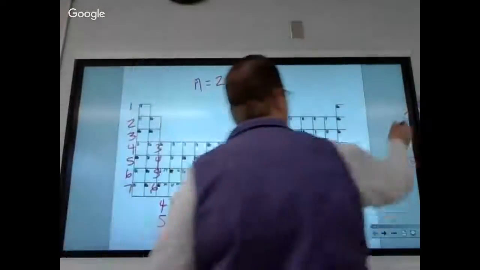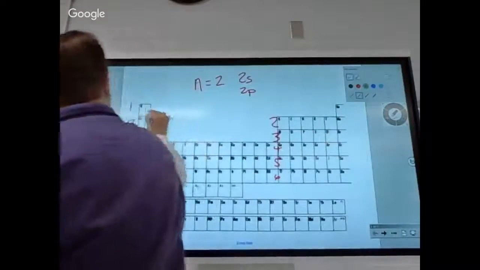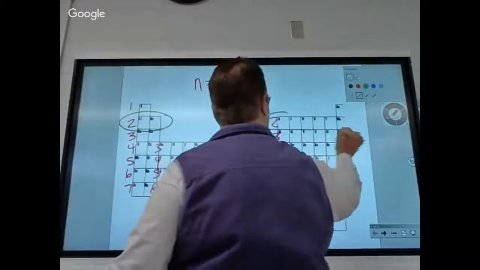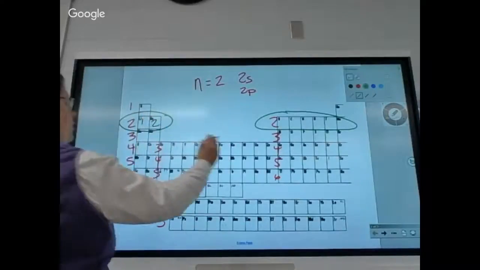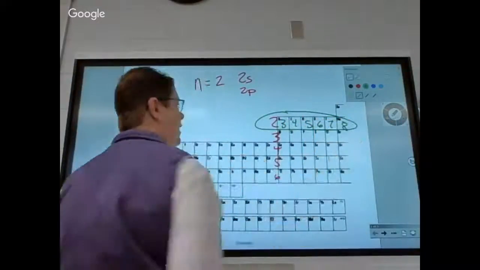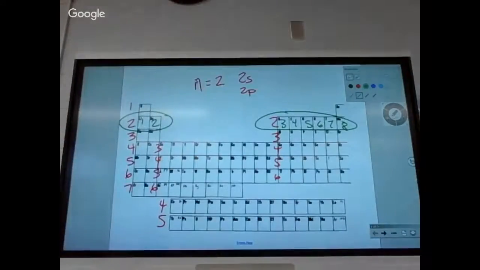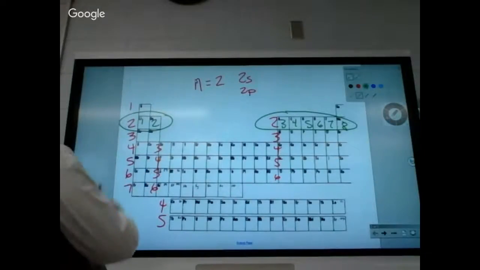Now, look at your periodic table. Find all the places it's labeled 2s, 2p. Now count your elements. 1, 2, 3, 4, 5, 6, 7, 8. How many electrons can you have in the second energy level? 8.